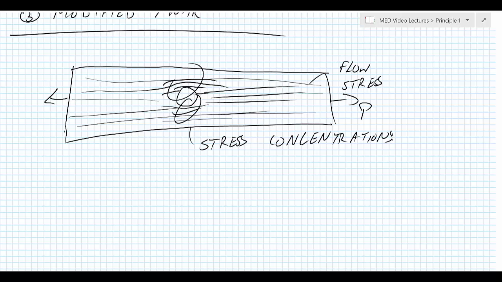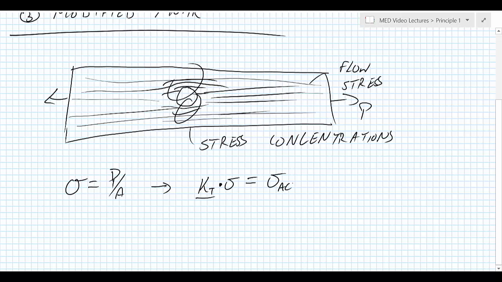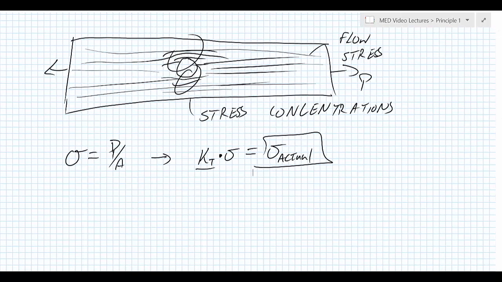What we do is we develop a concept of the stress, say, due to the normal loading. In this case, we'd have something like P over A. And we apply some stress concentration factor. I'll use KT as our stress concentration factor, and multiply that times that normal stress as it would be without, and come up with our actual stress value. So what does that look like in practice?